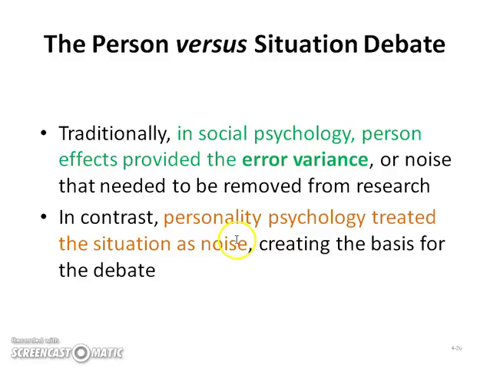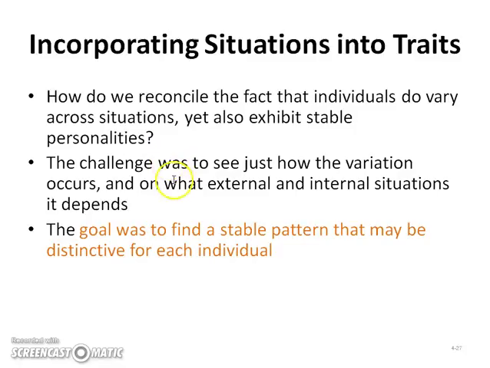This slide illustrates how the focus went from considering people as being the variable that changes to looking at the situation as the variable that changes in terms of behavioral outcomes. The challenge then is to see how variation occurs and on what internal and external situations variation in behavior depends. So the goal is to find a stable pattern that's distinctive for each person, or to really identify what personality is.